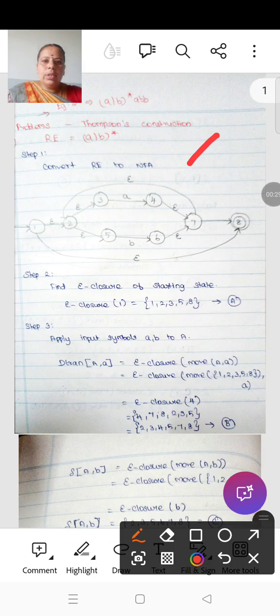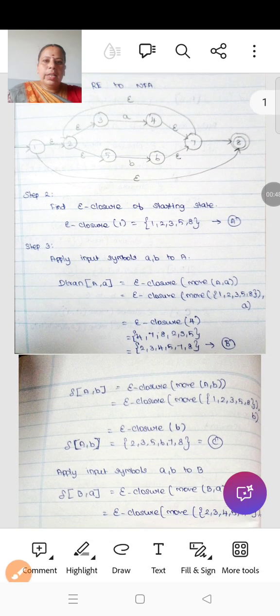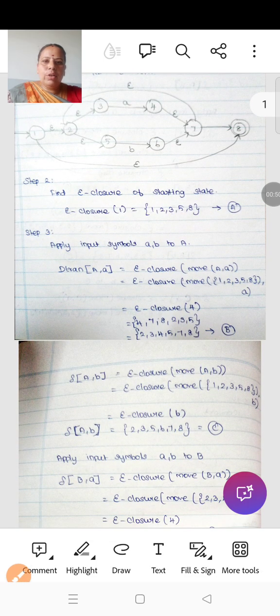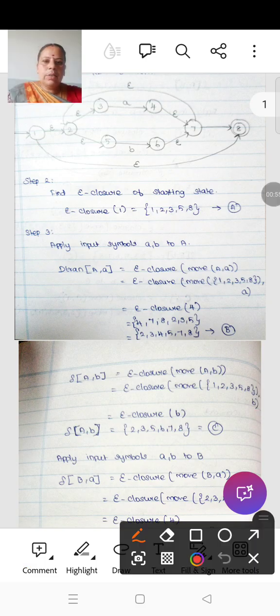Coming to the first step, step 1 represents the conversion of a regular expression to an NFA. The expression given is (a|b)*. This is the diagram which converts the regular expression into an NFA. After converting the regular expression into an NFA, you need to find the epsilon closure. First, we need to find the epsilon closure for the starting state. Here the starting state is 1.